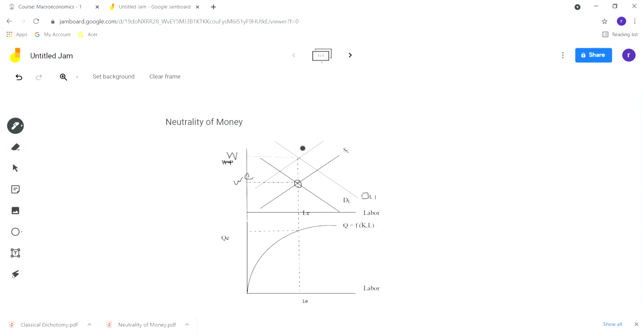The immediate effect is on the price level. When quantity of money increases, it increases the price level. And when price level increases, real wage falls, because real wage is W by P, that is money wage by price. Now price is increasing, so what should happen? Real wage as a whole should fall because the denominator is increasing.